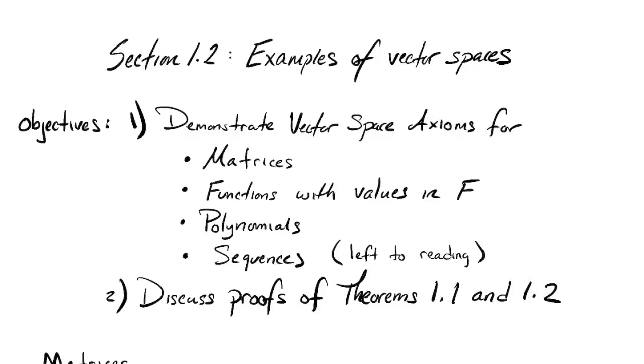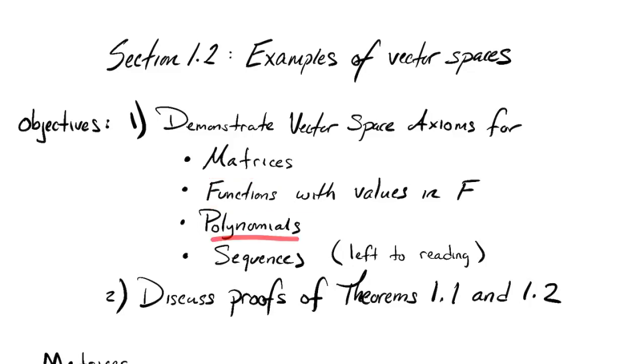Okay, we're back in linear algebra. We're going to finish out section 1.2, lengthening our list of examples of vector spaces. So you can see I've got some listed there. We're going to look in detail at matrices, and functions with values in any field.